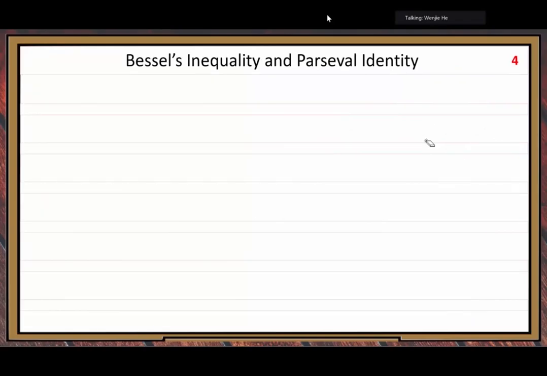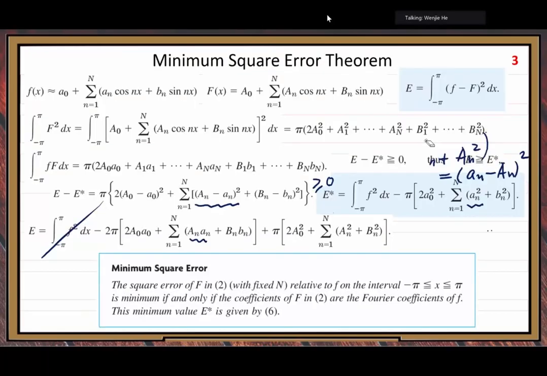Bessel's inequality and Parseval's identity. Now we want to understand more. Let me go back to the previous slide. Remember, in our calculation here, I crossed out this integral. We got around it, so we didn't calculate it.